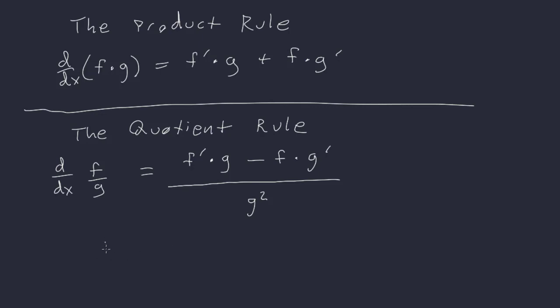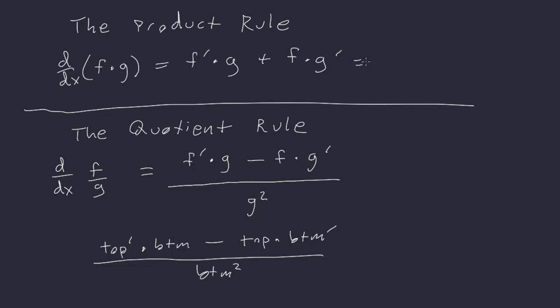All right, so you could also think of this as the derivative of the top times the bottom left alone minus the top left alone times the derivative of the bottom all over the bottom squared. Okay, and then you could think of the product rule as the derivative of the first times the second plus the first left alone times the derivative of the second. So I'll just put sec for second. Okay.